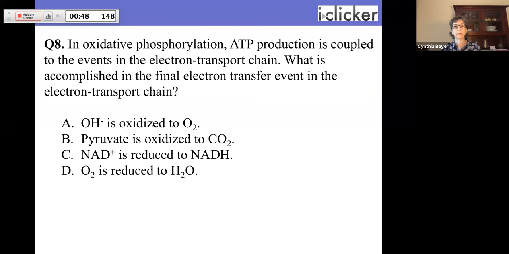So what do we think? What happens in the final electron transfer event? Everybody have a chance to vote? Let me close it up.